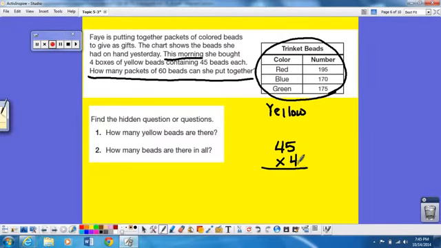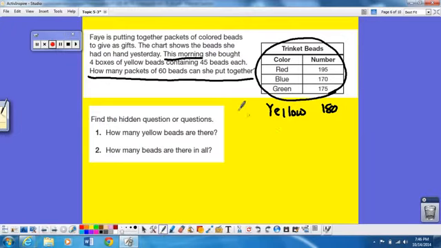45 times 4. 4 boxes, each box had 45. Let's multiply. 5 times 4 is 20. 4 times 4 is 16, plus 2 more is 18. So our hidden question is, how many yellow beads are there? Now we know there are 180 yellow beads. Okay, and I'm going to get this out of the way so we've got more room to write.